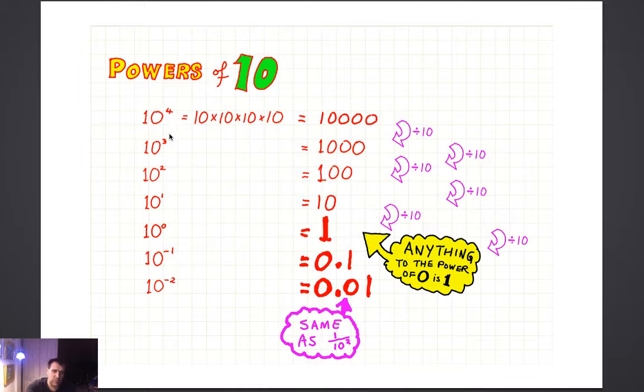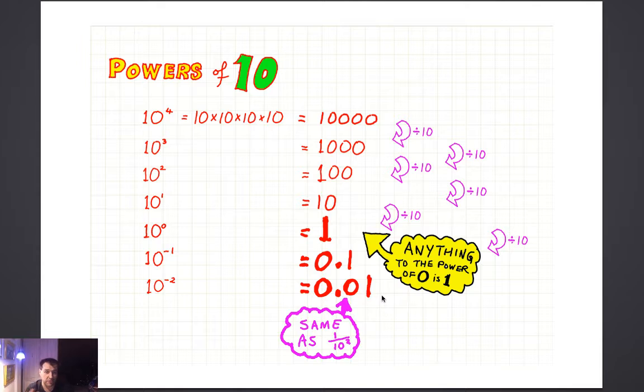10 to the power of 4, 10 to the power of 3, 10 to the power of 2, 10 to the power of 1, and then continuing that, 10 to the power of 0, 10 to the power of minus 1, 10 to the power of minus 2. And looking at what they're equal to, it goes 10,000, 1,000, 100, 10, and you're clearly dividing by 10 each time to get from one line to the next. And for that to continue, the next one has to be 1, the next one has to be 0.1, and the next one has to be 0.01.